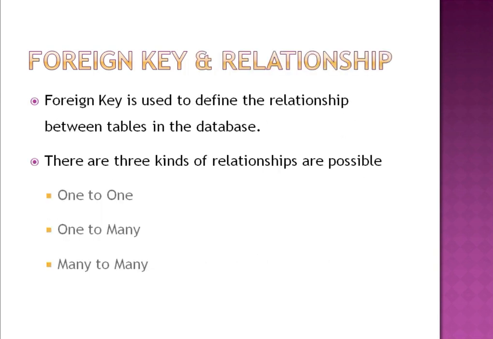As I said, we specify the foreign key to establish the relationship between tables. There are three kinds of relationship possible: one-to-one, one-to-many, and many-to-many. In the code first approach, or in Entity Framework, we can achieve this with the help of navigation properties. All these three relationships will be covered in the next video with practicals. I hope you understand this concept, and in the next video we are going to implement it.